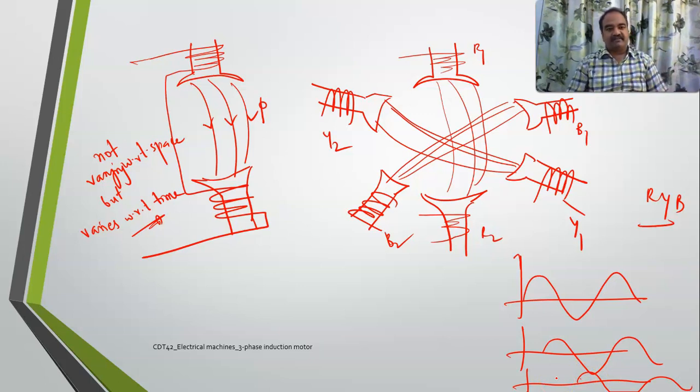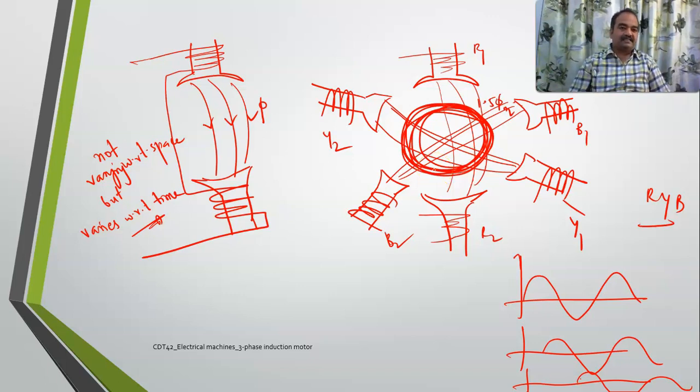That resultant magnetic flux being produced here will be constant in magnitude, but it will be varying with respect to space, not with respect to time, which means there will be a magnetic field moving in this fashion. It will be constant, 1.5 times the individual phase, and moving in this fashion. So at any instant, it is physically rotating with respect to time. This is the magic of three-phase AC supply.